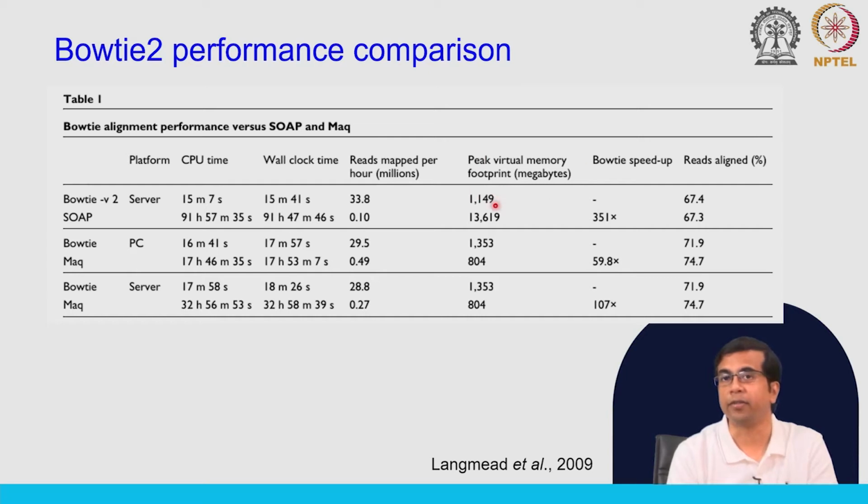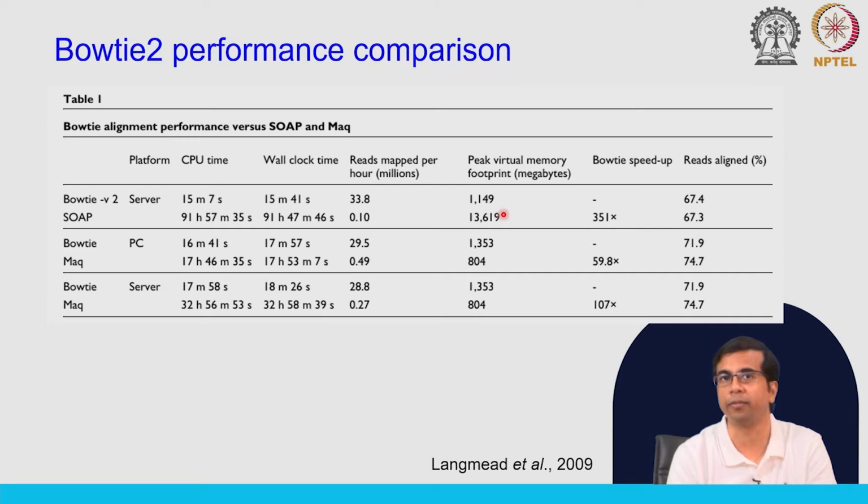Also, you can see the virtual memory, the memory footprint in megabytes, so how much memory it is taking. Bowtie2 took about 1150 MB, so it is about 1.2 GB, whereas for SOAP it is much higher.